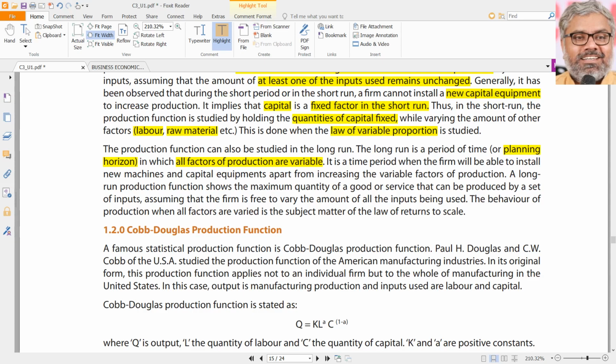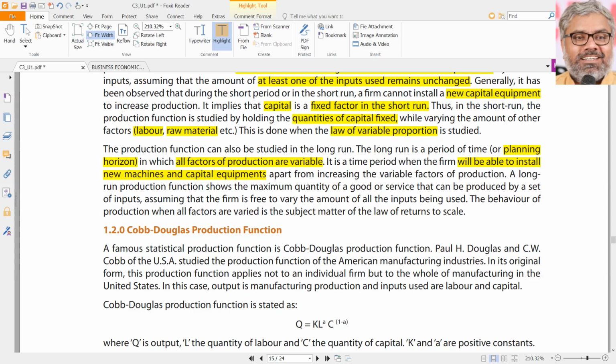But now in the long run, is it also fixed? No, not necessarily, because you will be able to install new machines and capital equipment. There is no problem, because the time is available. That is why it is a long run. It is not just going to increase the variable factors of production like in the short run. Here in the long run, the firm will have the capability to change all the factors of production, because all are variable. In the long run, none of the factors of production is fixed or constant. That has to be understood.